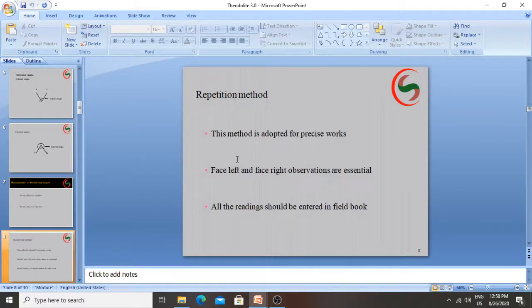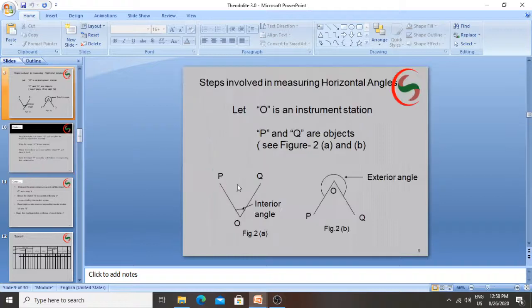So what is the difference? If you find out the angle between only 2 points, then the repetition method is used. Repetition means from face left condition you go 2 to 3 times, and face right condition you go 2 to 3 times.